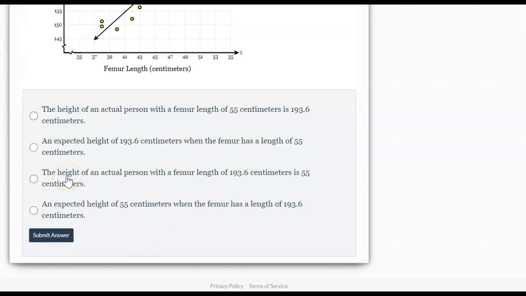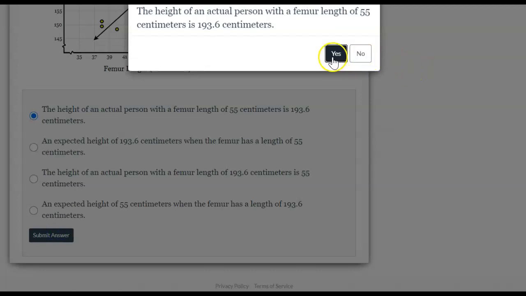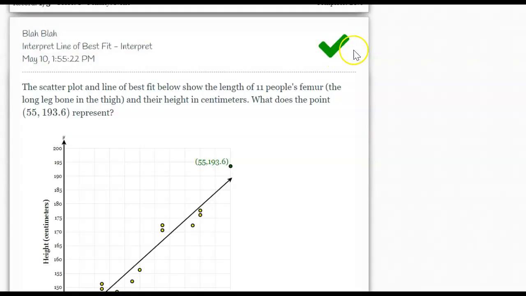All right, so I would have picked the height of an actual person with a femur length of 55 centimeters is 193.6 centimeters. Okay, the height of the actual person, they told you that that is the actual person's height if they have a femur this size. Okay, good.